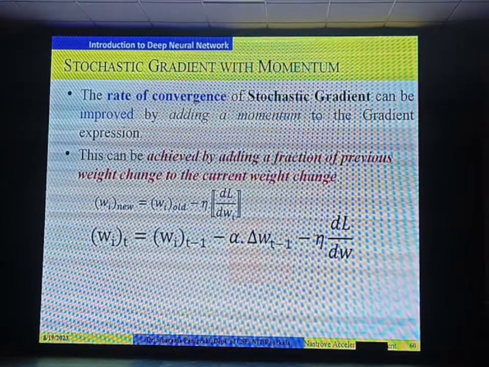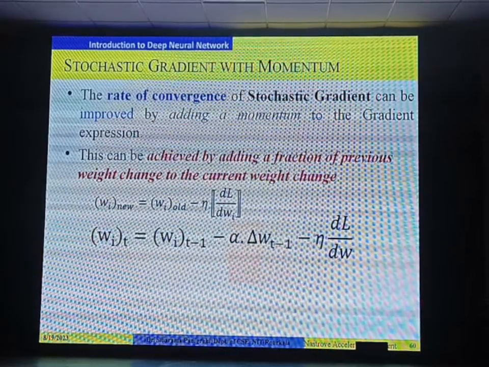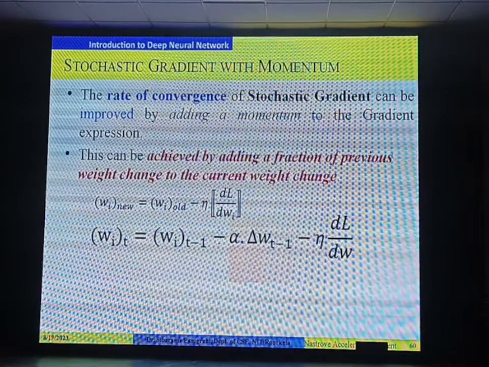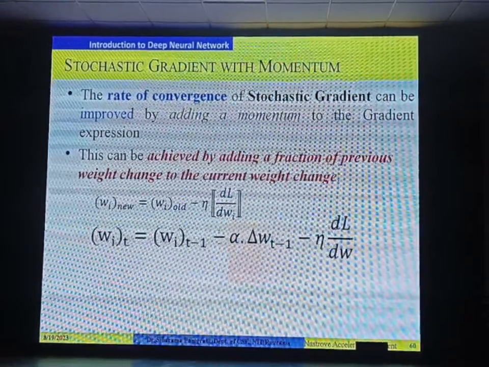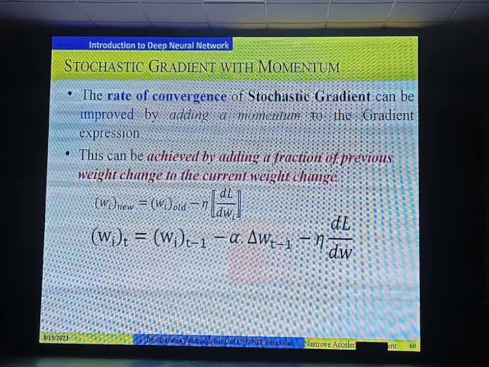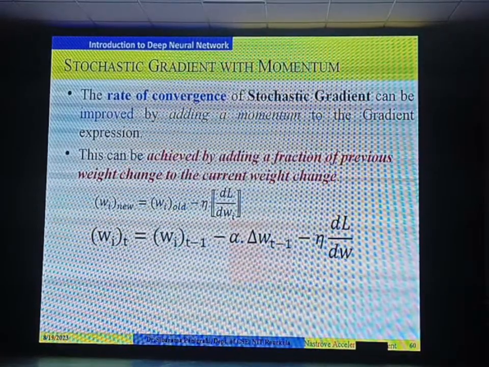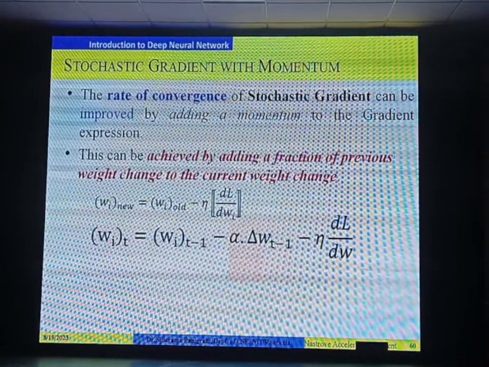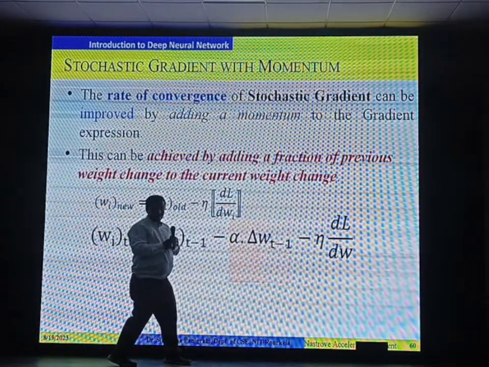So now you see, this can be improved by using another one, Nesterov accelerated gradient. You will see how deep learning engineers and researchers are publishing papers by merely changing a thing. Okay, you just see. In stochastic gradient descent with momentum, we have W_i new equal to W_i old minus eta into dou L by dou W minus alpha into delta W_(t-1). Okay, we have this much.